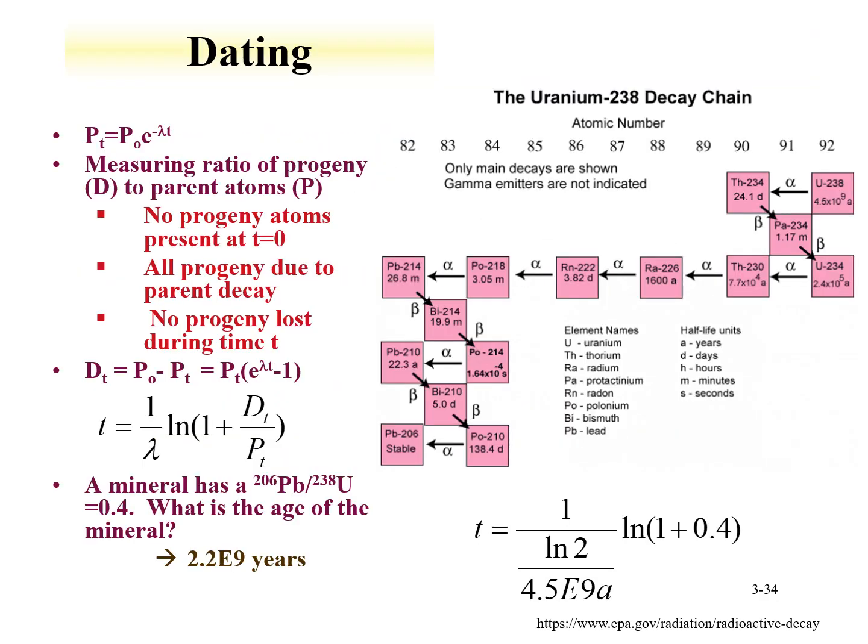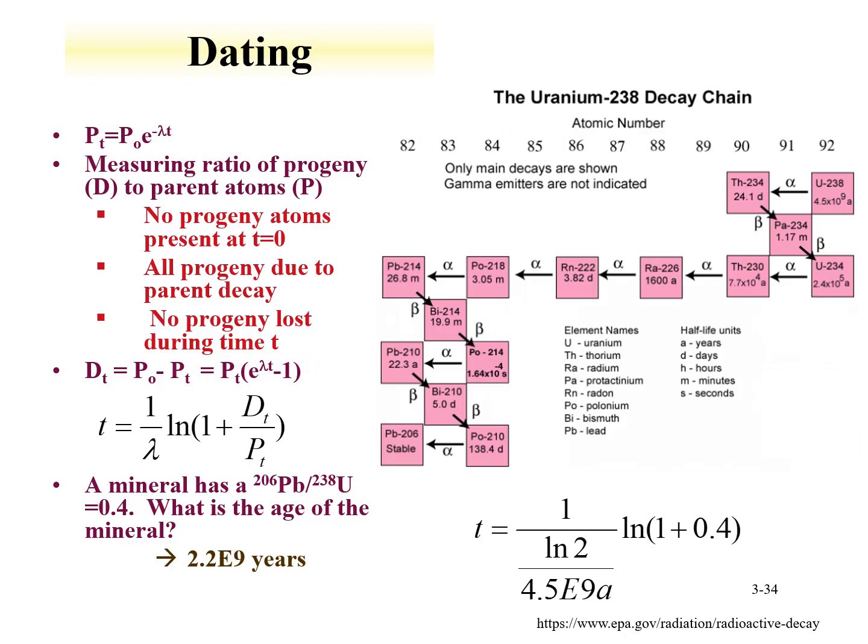We can start with the equation where the amount of parent at time t equals parent initial e to the minus lambda t. We use the conditions where there is no progeny present at time 0. All the progeny is due to the parent decay, and no progeny is lost during the time of decay, this time t. We can rearrange this equation so that the progeny at time t is equal to the parent initial minus the parent at time t. This becomes the parent at time t times e to the lambda t minus 1.